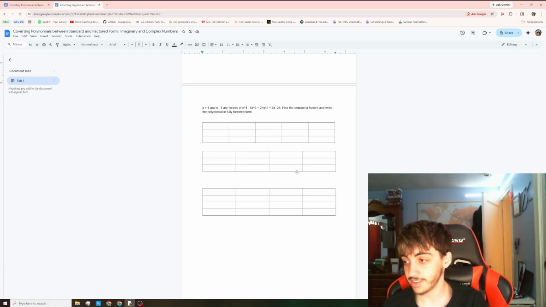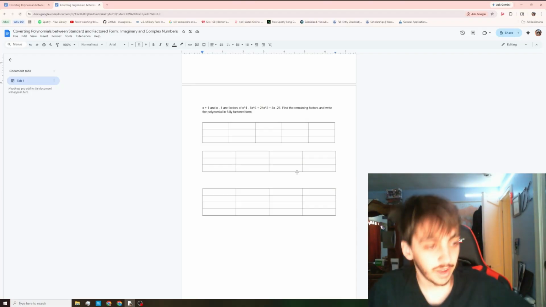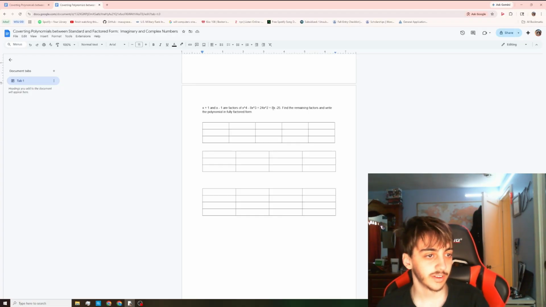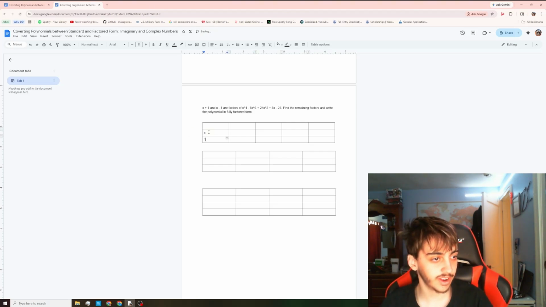You can see we got a lot of tables here, so we're going to go through this. Basically, it says x minus 1 and x plus 1 are factors of x to the fourth minus 8x cubed plus 24x squared plus 8x minus 25. Find the remaining factors and write the polynomial in fully factored form. Alright, so first thing we're going to do, we're going to get x and 1 out of there.